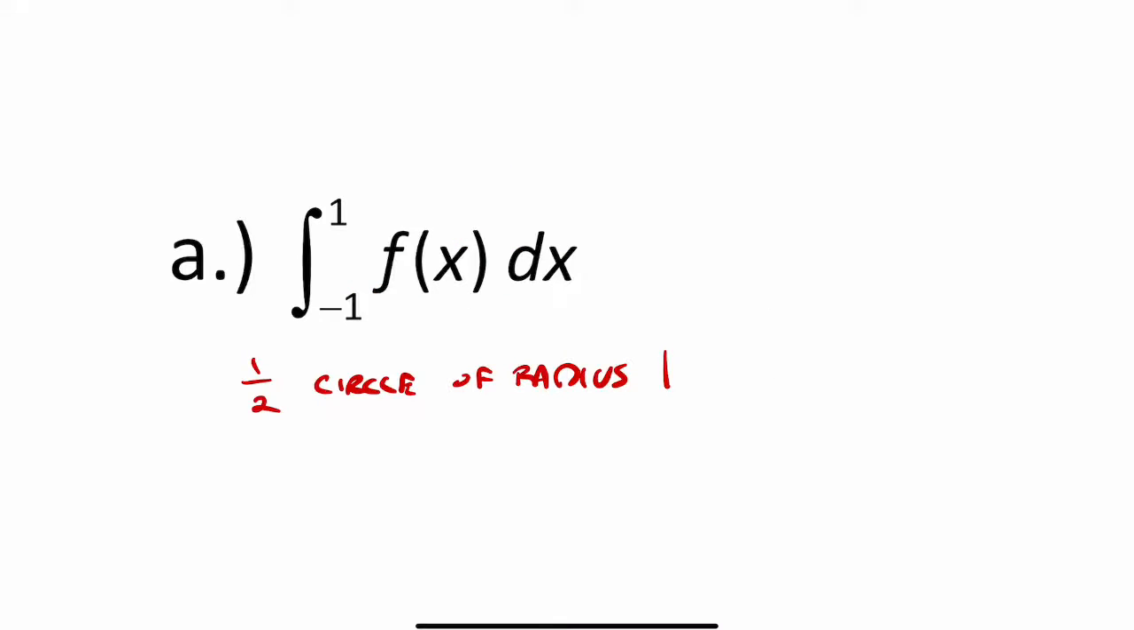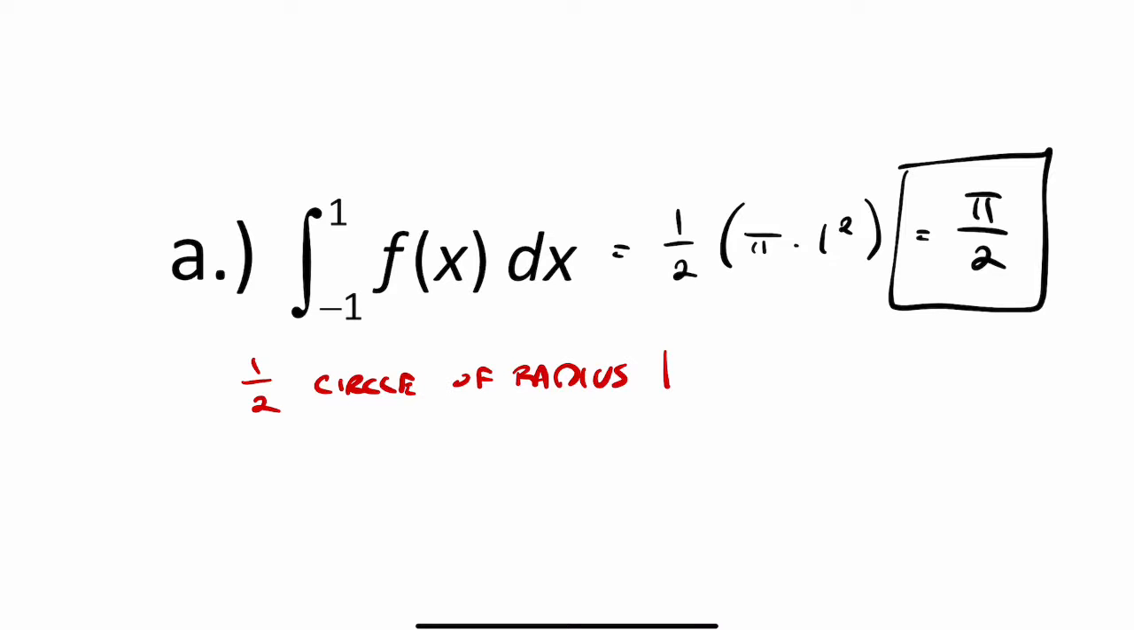In that case, you would want to make the area negative. So then to evaluate this integral, we just need to find half of the area of a circle with a radius of 1. The area of a circle is pi r squared, so in this case we would just have 1/2 of pi times 1 squared. This is equal to pi over 2.